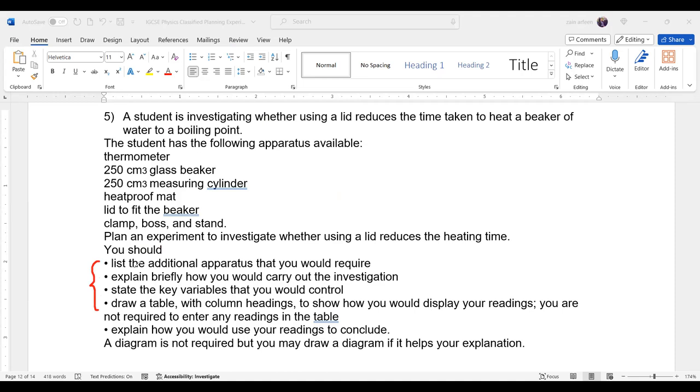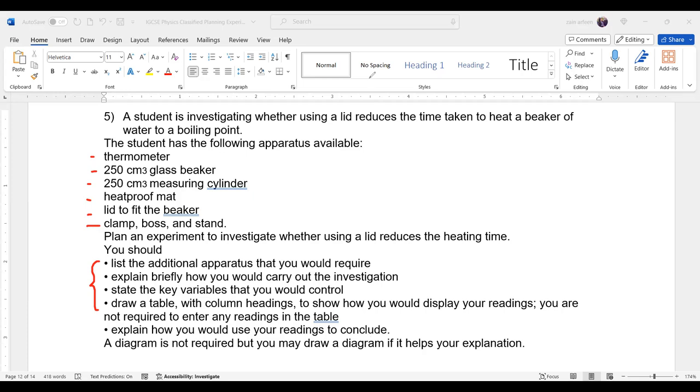First, list the additional apparatus that you would require. What else we need in this experiment? Anything which is missing from the given list? We have thermometer, glass beaker, measuring cylinder, heatproof mat, lid, clamp boss 10. What else we need? You can use your mic. You can also use chat as well. Yes, Imad.